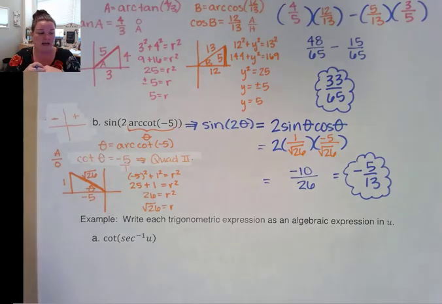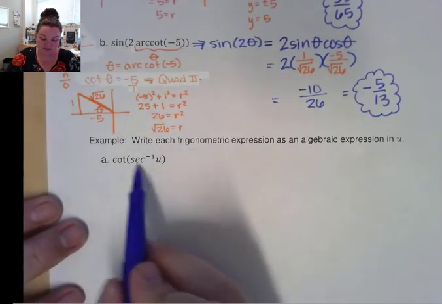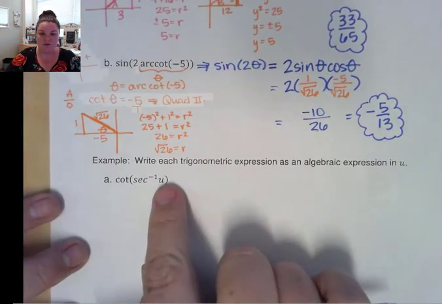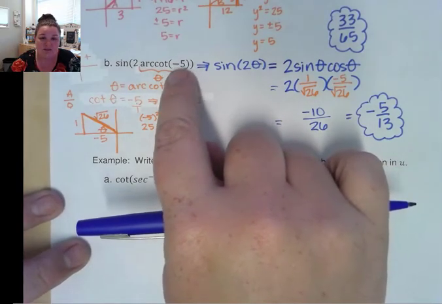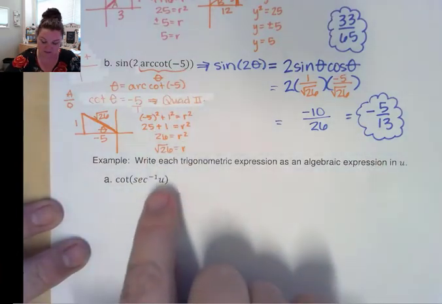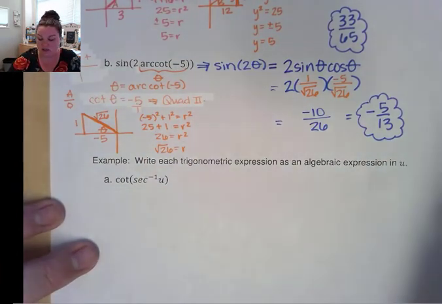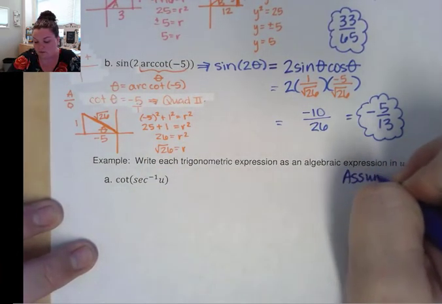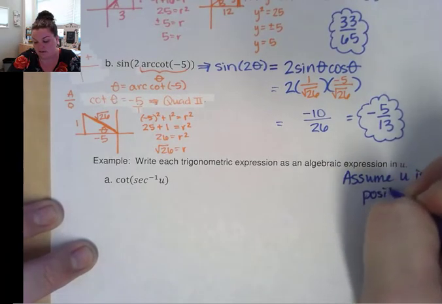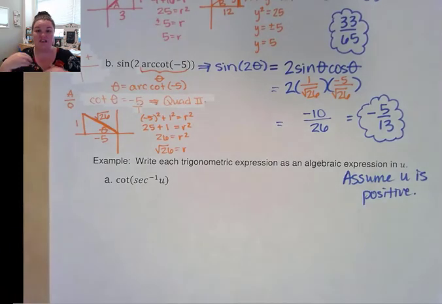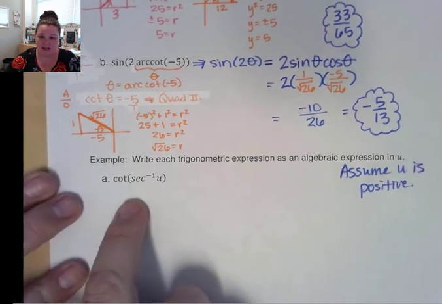I want to look at going in a different direction. Same idea, notice we have cotangent of some angle, but unlike the other ones we were doing, the value is not given. If the specific value isn't given, they're just giving you a u, we're just going to assume u is positive, and we're going to come up with an answer in terms of u. So we want to do the same thing here.